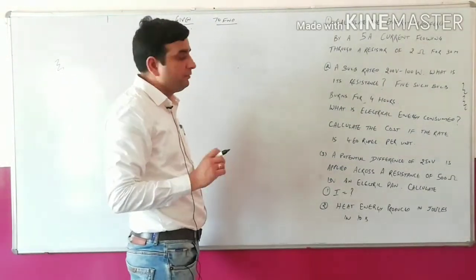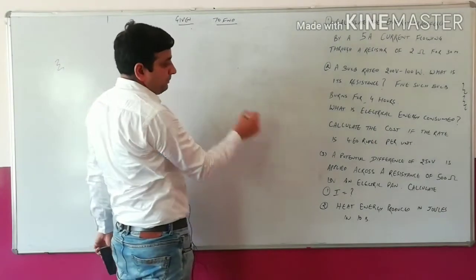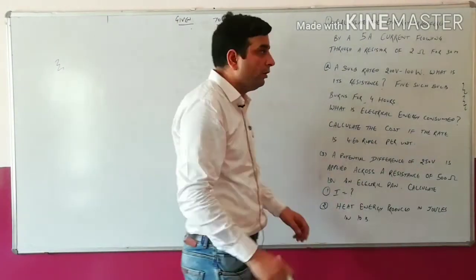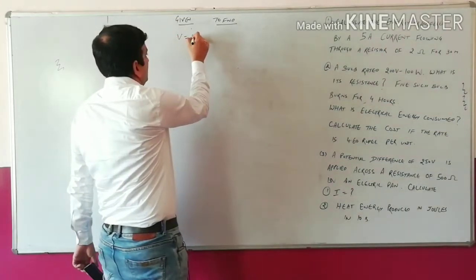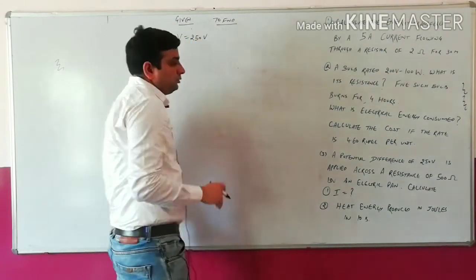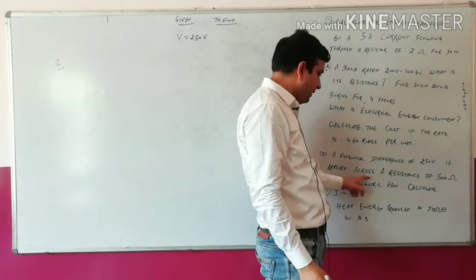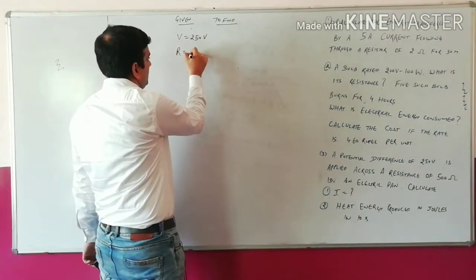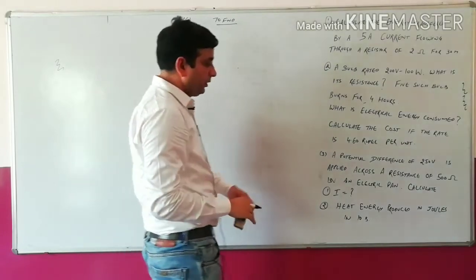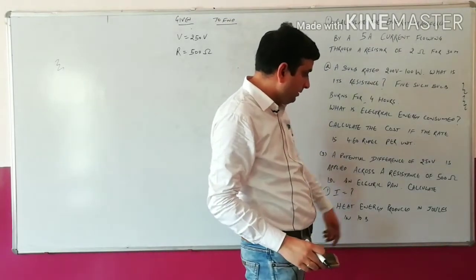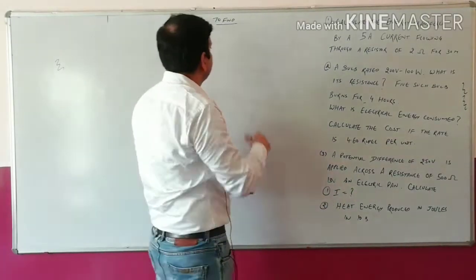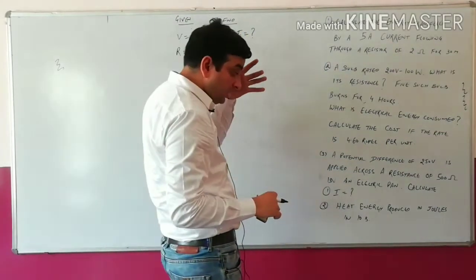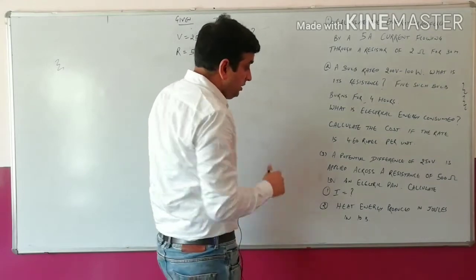What is given? First we will read the statement. A potential difference of 250 volt is applied across a resistance of 500 ohm in an electric pan. Calculate what we have to calculate: how much current it is consuming, and heat energy produced in joules.